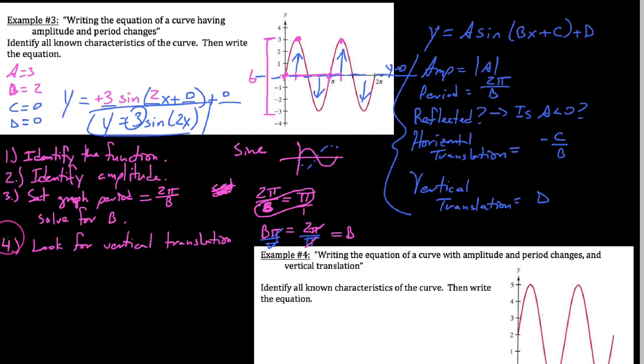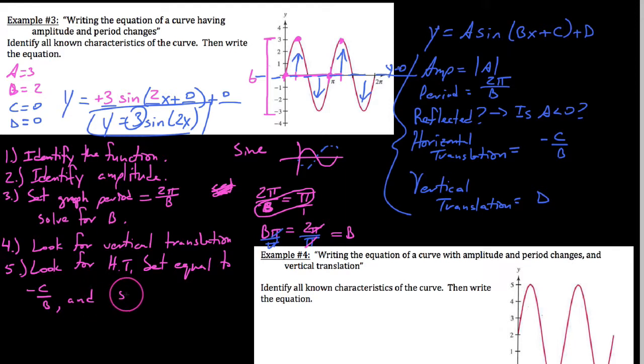And so number 5, let's go ahead and write this in. We say, look for horizontal translation, and then set equal to negative c over b and solve for b and c, which at that point we'd already know b. Okay, so let's go ahead and take a look at this curve down here. We'll write down what we know.